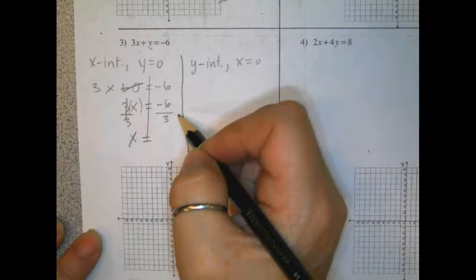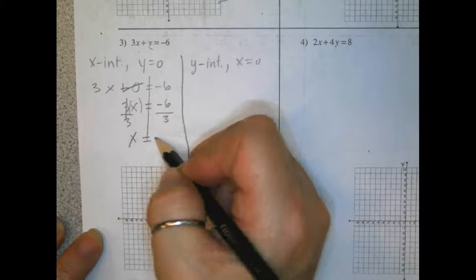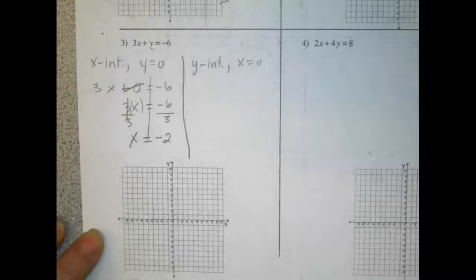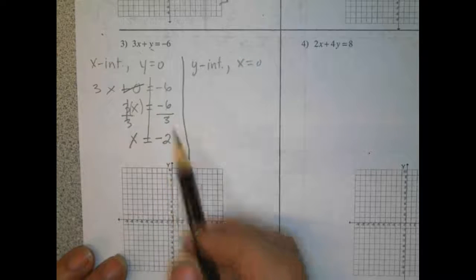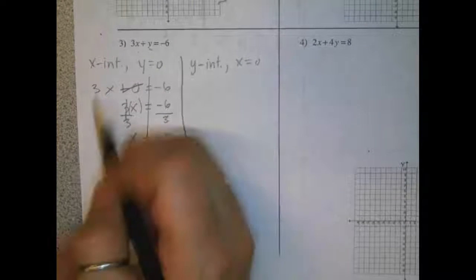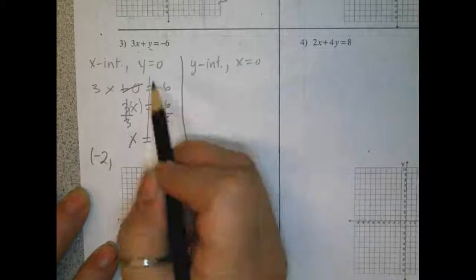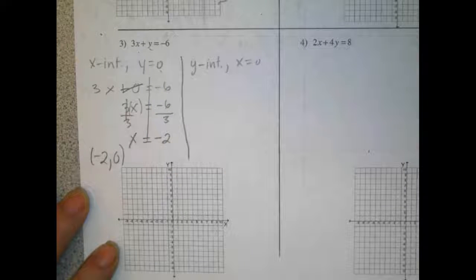I have a negative times a positive, so it's going to be a negative. 6 divided by 3 is 2. Well, I shouldn't have done that little triangle. You should have done the triangle thing. Okay, so now my x value is negative 2. So in my ordered pair, x always comes first. My y value is 0. So that's my ordered pair, negative 2, 0. Let's go to the other side.